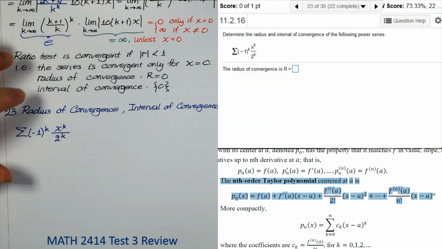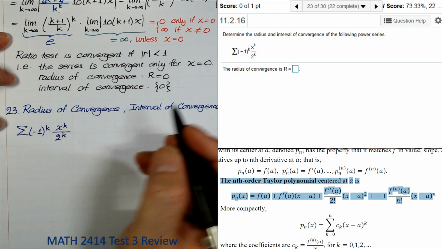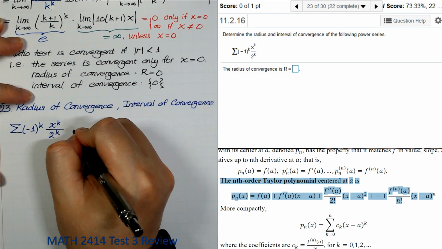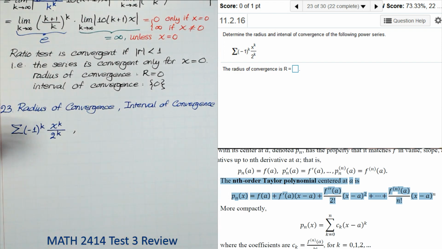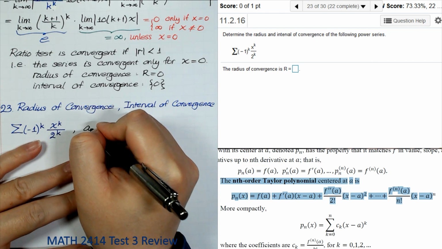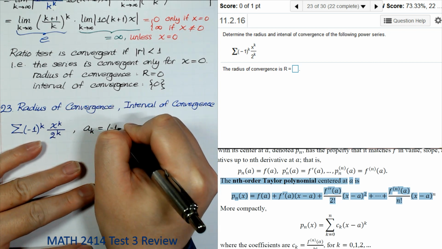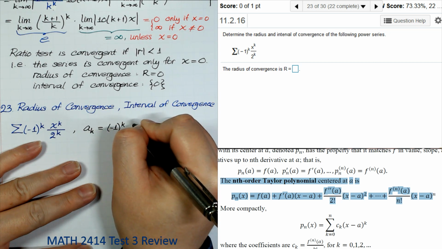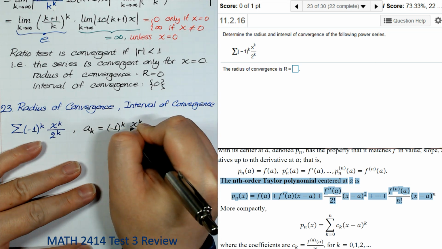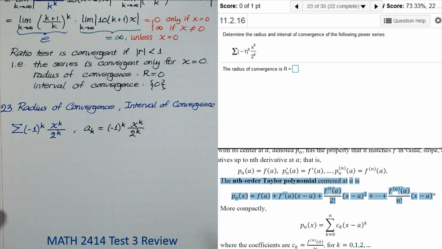We'll see. Right. Always find the radius of convergence and interval of convergence. Try the ratio test, because in the ratio test we have the absolute values, and that gives us the radius nicely. Right, ratio test.